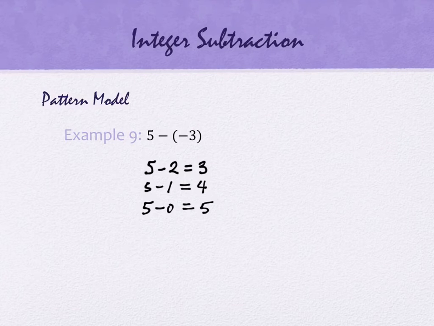So what do we do next? Well, we keep going with that middle value, the one right through here, decreasing every time. So I have 5 minus negative 1, 5 minus negative 2, until I get to where I want to be, 5 minus negative 3.